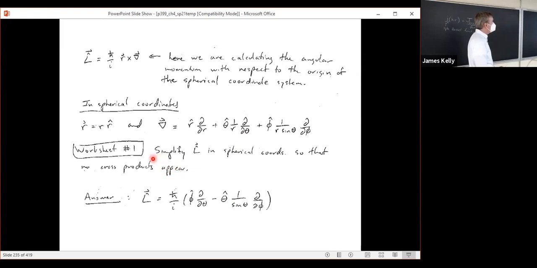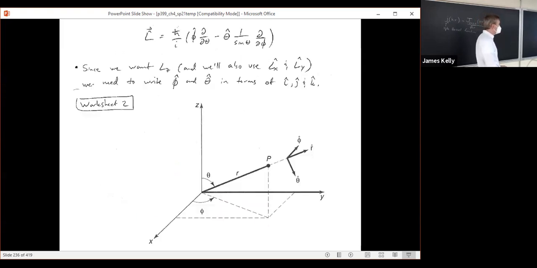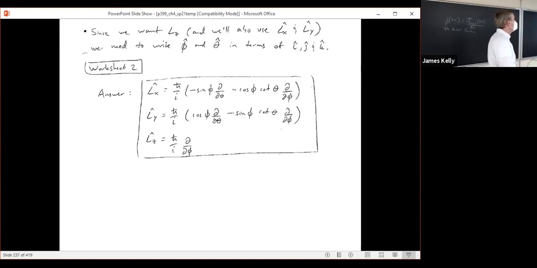Our next step was, again, we've been talking about LZ and L squared, which is LX squared plus LY squared plus LZ squared. So we really want not the phi hat and theta hat components of this, but the X hat, Y hat, and Z hat components of this. And I think this is where we kind of stopped, or we started thinking about the second problem on that worksheet. How do we write those in terms of I hat, J hat, and K hat, or X hat, Y hat, and Z hat is maybe the way I would prefer to write it now, but same thing. And we thought about some of that geometry. I'm not going to repeat the geometry, but we drew a picture on the board at the end.